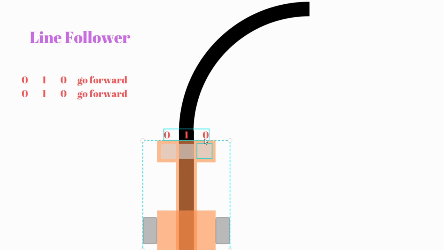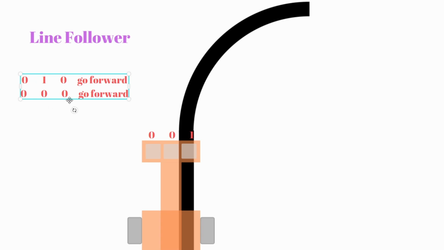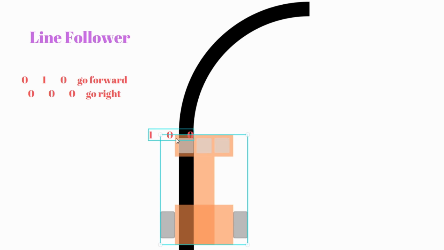Then let's say that we have this. In that case it will be 0, 0, 1. So if we have 0, 0, 1, we can go right. So we will rotate towards right. And if we have, let's say, 1, 0, 0, which will be this case, then we can say go left.